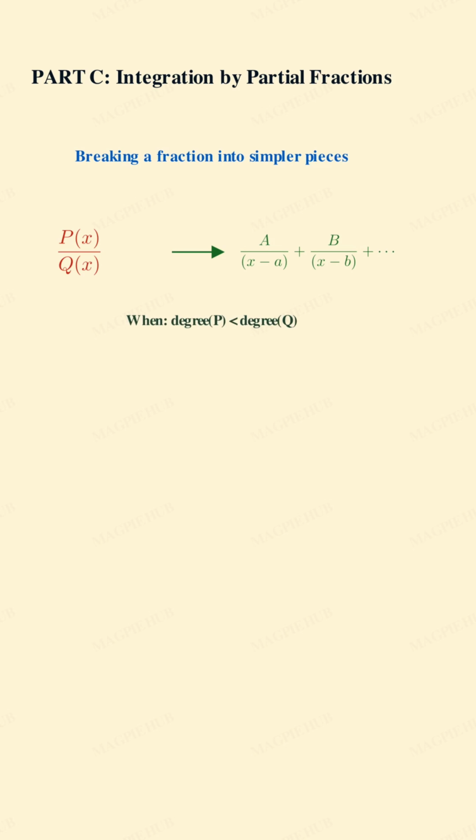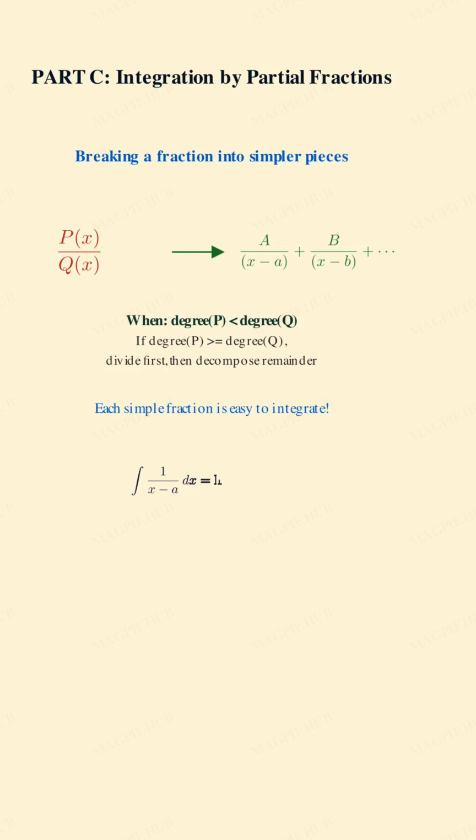When we have a rational function p of x over q of x, and the degree of the numerator is less than the degree of the denominator, we can decompose it into simpler fractions. Each simple fraction like a over x minus a can be integrated directly using the natural logarithm. The integral of 1 over x minus a is ln of the absolute value of x minus a plus c.